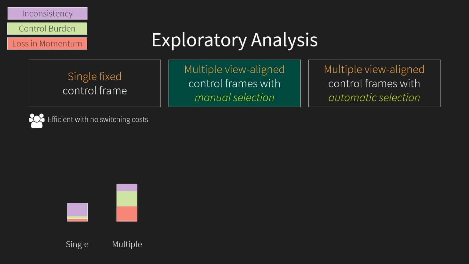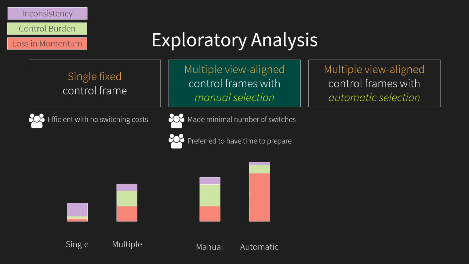Participants who favored manual selection did so because they were sensitive to the loss in momentum. With manual selection, they had more control over the switching process. One group made a minimal number of control frame switches, only when they deemed the switch absolutely necessary. Another group preferred to have time to think and prepare for the loss in momentum. For both these groups, the loss in momentum during automatic selection outweighed the control burden of manual selection.